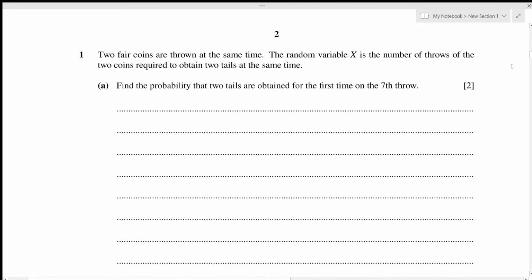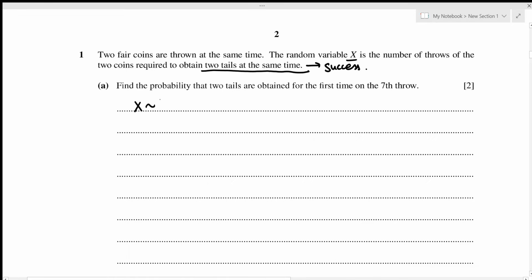For the first question, two fair coins are thrown at the same time, and the random variable x is the number of throws of the two coins required to obtain two tails at the same time. So we're looking at two tails at the same time. That's going to be our event of success. All right, and we're denoting it with the random variable x.